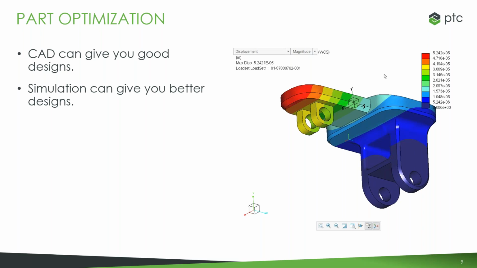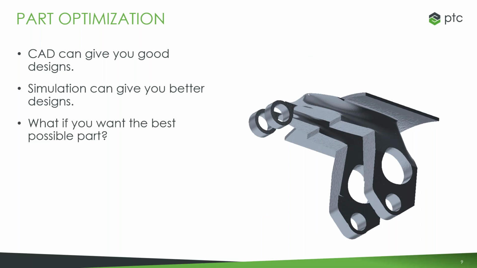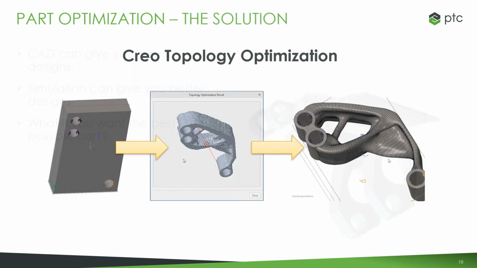But what if you want to get the best possible part? So whatever your requirement happens to be, least material, strongest part, how do you get there? And that's what we look to solve with Creo through specifically the topology optimization tool. So start with a basic part and take whatever your requirements might be and let the system build me out a manufacturable part that's optimized to exactly what I need in a way that I probably would not have thought of on my own.